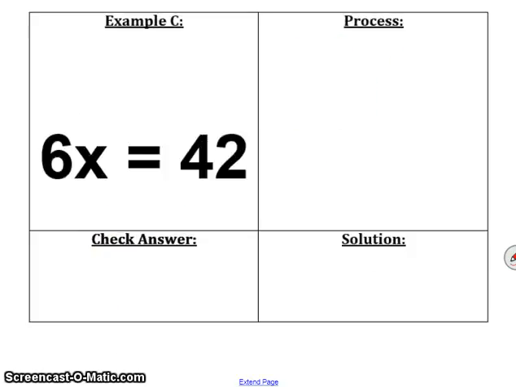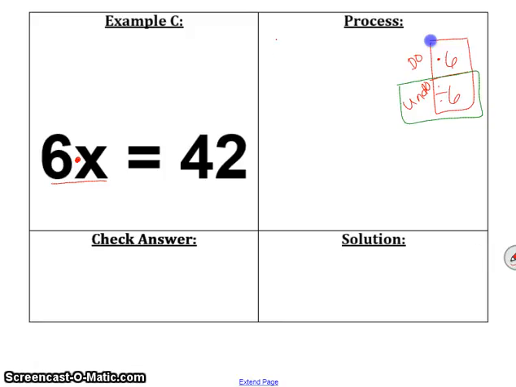Example C says 6x is equal to 42. In order for me to solve this, I need to do an undo box. And right now, between this 6 and this x is a multiplication. Anytime I have a number next to a variable, it's multiplication, even if the sign is not there. So my do step, I'm multiplying by 6. In order for me to undo that, I need to divide by 6. And keeping in mind that we always use our undo steps to solve our problems.